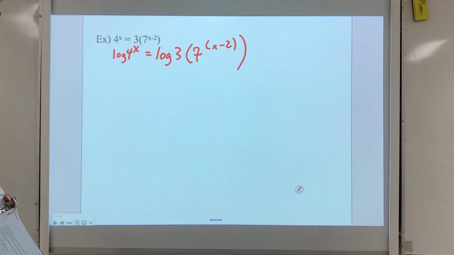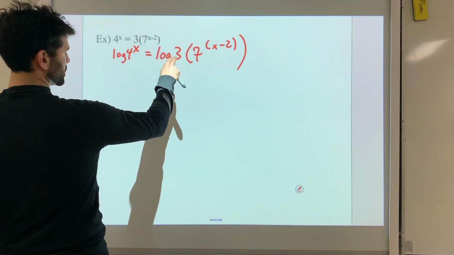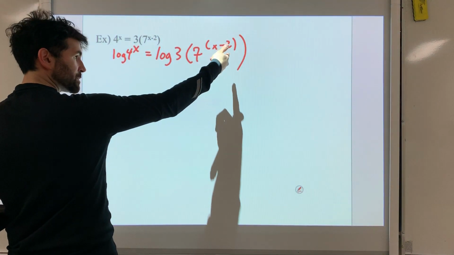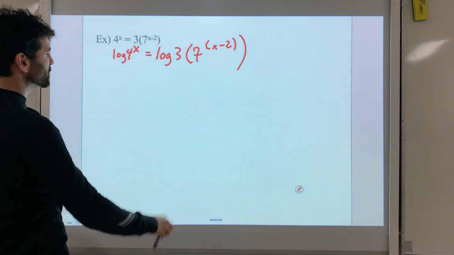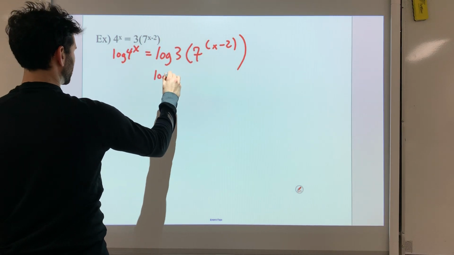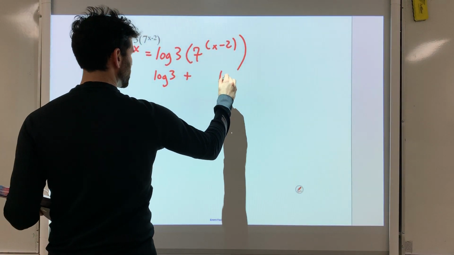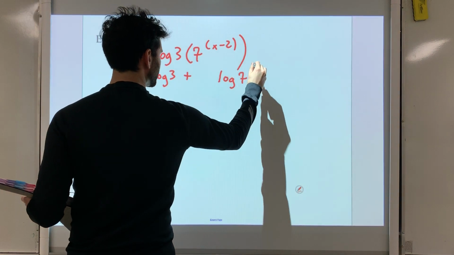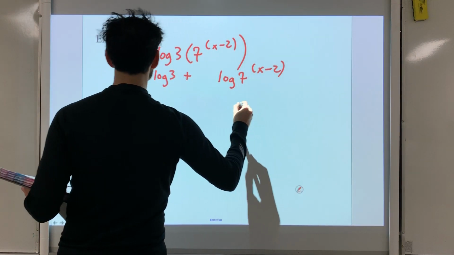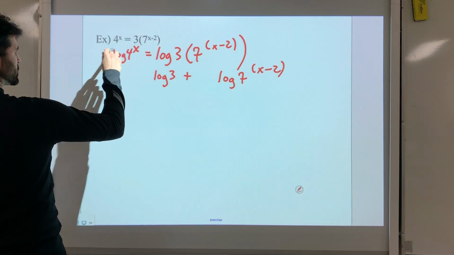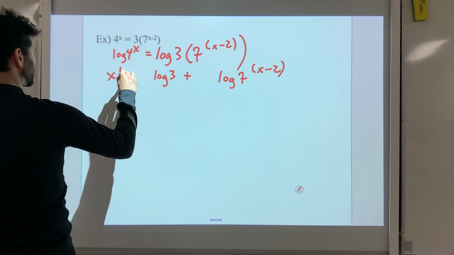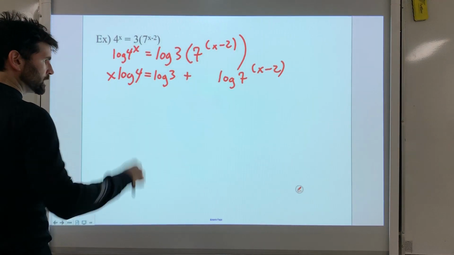So you apply logs to both sides. And then you got to split this up. So you got 3 times 7 to this power x minus 2. So you can use product law there. So I can write log 3 plus, I'm going to leave myself some room, log 7 x minus 2. And then over here, I'm going to use the power law to bring that down, so I get x log 4. There's my equal sign.